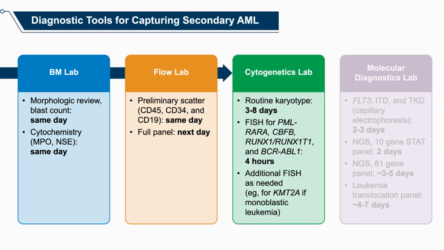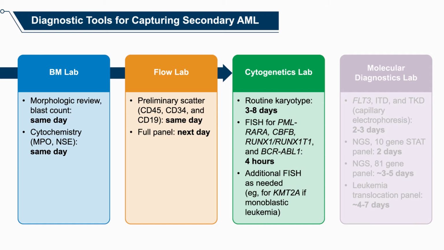And then we look at the genetic makeup of the cells in the bone marrow using 2 methods. One is conventional cytogenetics or a routine karyotype, which usually takes about 3 to 8 days to get back. And then also within the cytogenetics pipeline, we are able to evaluate the sample using fluorescence in situ hybridization or FISH.